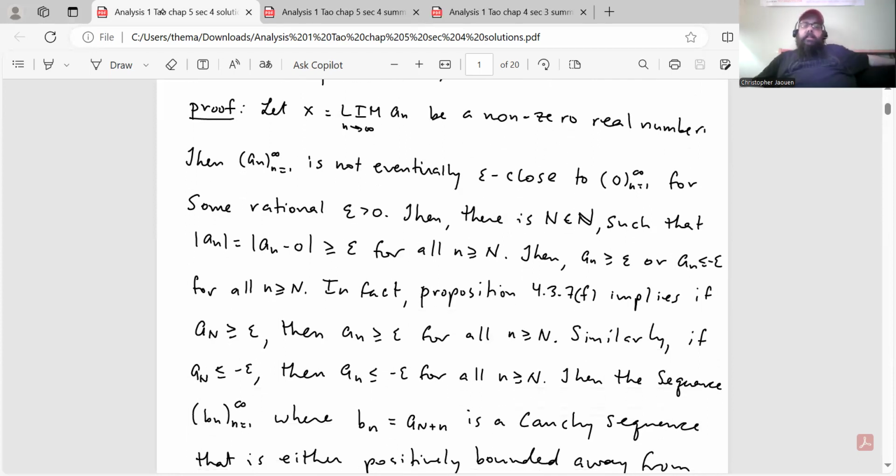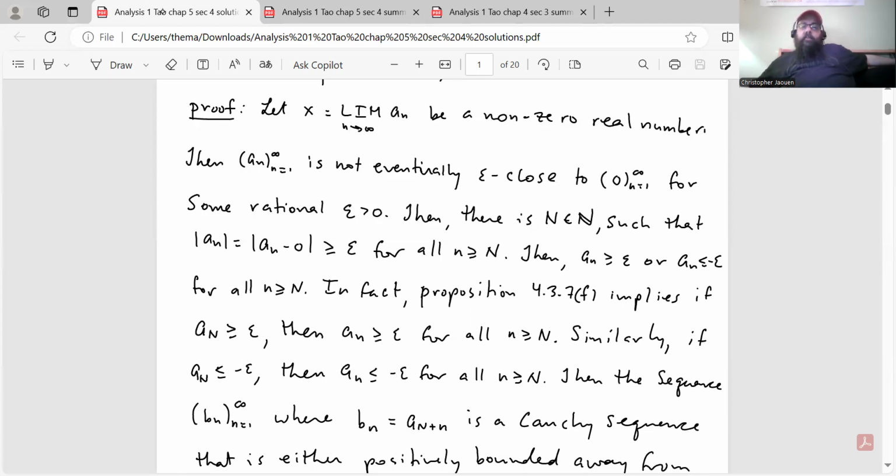Let x, the limit of a_n, be a non-zero real number. Then a_n is not eventually epsilon close to 0 for some rational epsilon greater than 0. Then there is a natural number capital N such that the absolute value of a_n, which is the absolute value of a_n minus 0, is greater than or equal to epsilon for all little n greater than or equal to capital N. Then a_n is greater than or equal to epsilon, or a_n is less than or equal to negative epsilon, for all n greater than or equal to capital N.